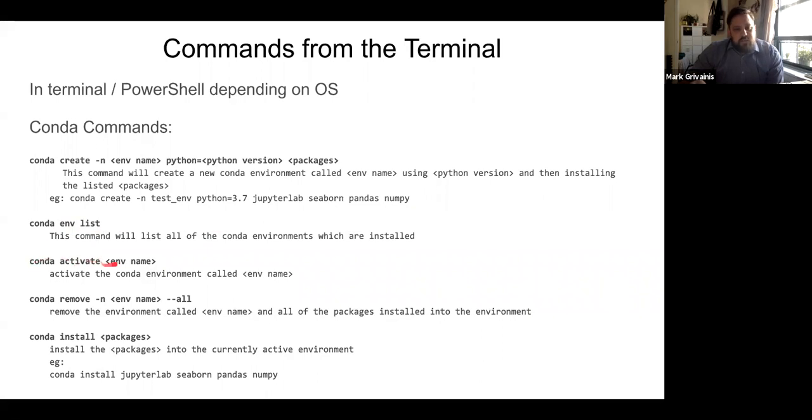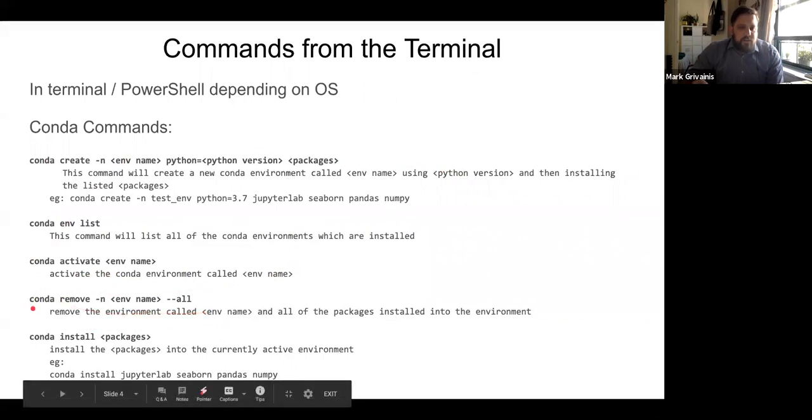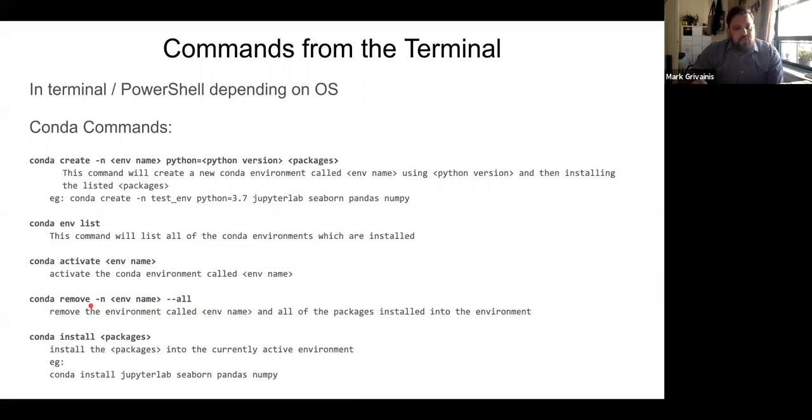conda activate with an environment name will make this environment the active environment. A lot of this is handled by Visual Studio. So you still have to create your environment, but the activating Visual Studio takes care of. To remove an environment, instead of create, we have conda remove with the name of the environment. And then this flag tells it to remove all the packages from the environment.